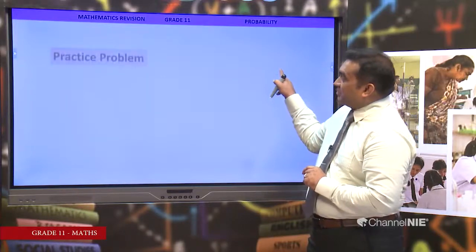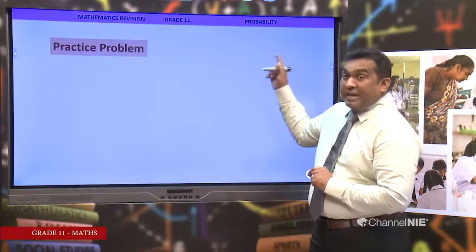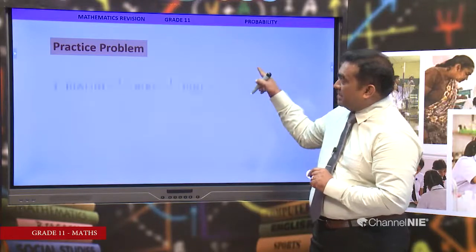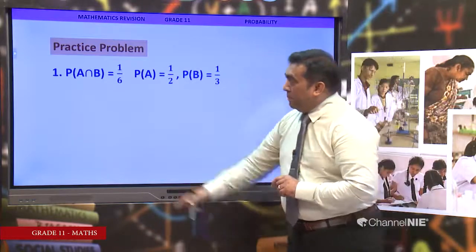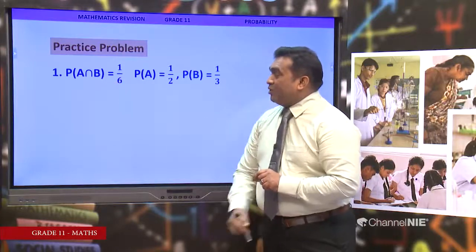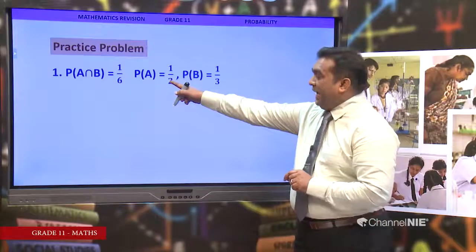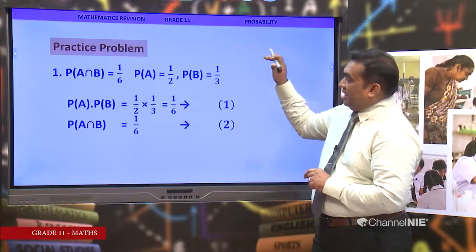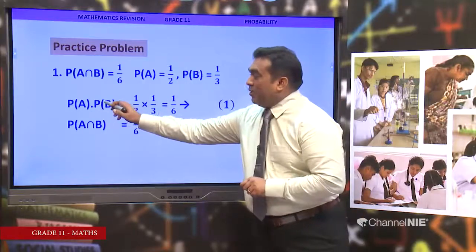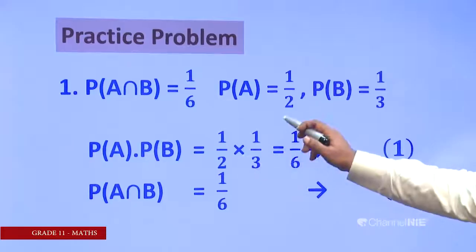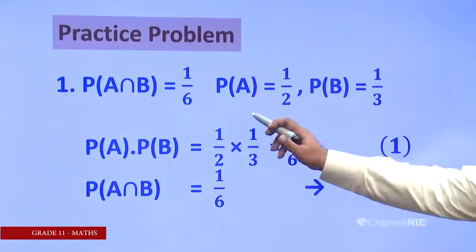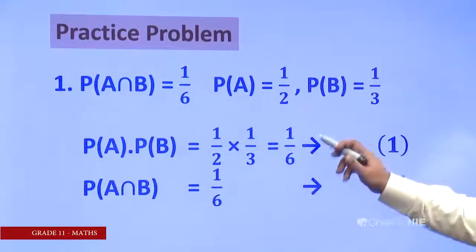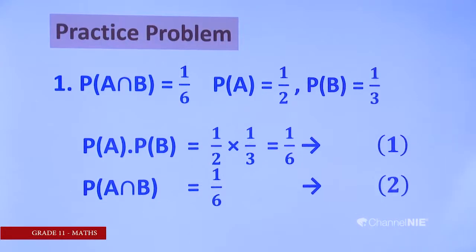Next one, there's a practice problem. We can practice the concept we learned. P(A intersection B) is equal to 1 over 6. P(A), the probability of A, is a half. The probability of B, P(B), equals 1/3. Now you can see P(A) dot P(B): a half multiplied by 1/3, multiplying a fraction by another fraction, gives 1 over 6.